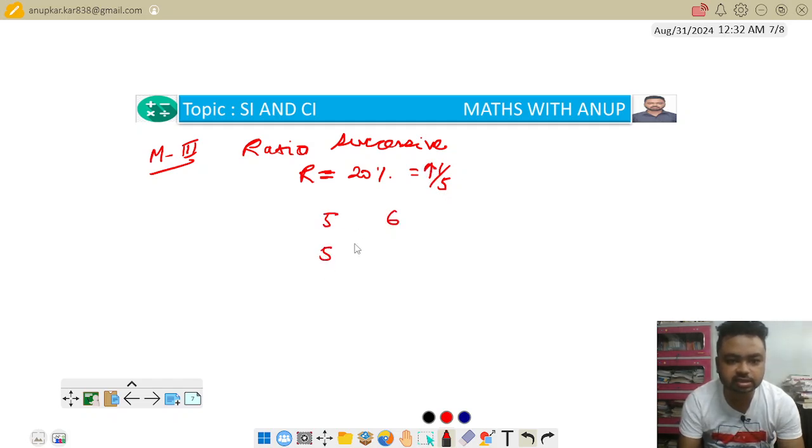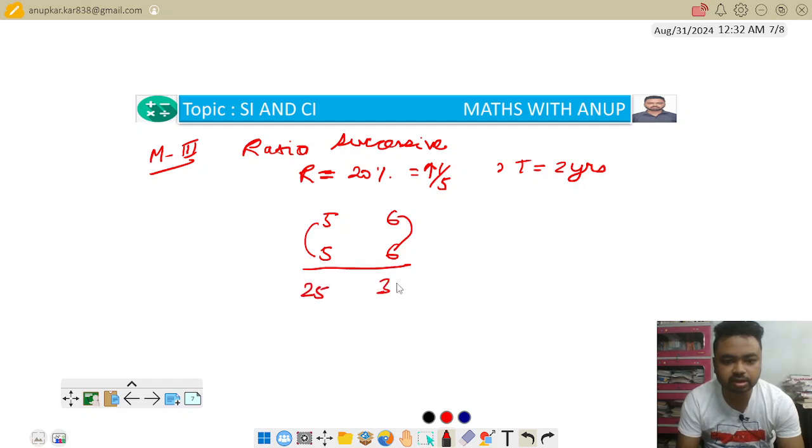Again for 2 years, as your time is 2 years, समय 2 साल के लिए है, तो 5 से 6 होगा, 5 से 6 हो जाएगा. So multiply this with this, and this with this, it will be 25 and it will be 36. ये हम लोग का अमाउंट का रेशियो है, ये हम लोग का प्रिंसिपल का रेशियो है. ठीक है.